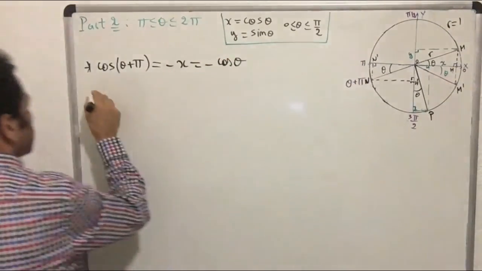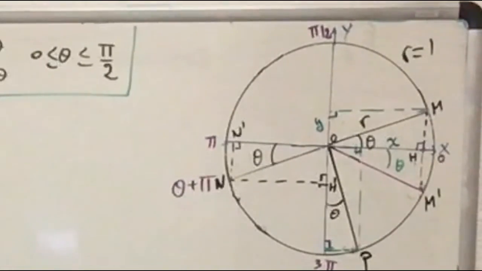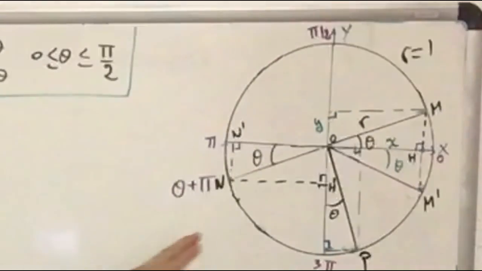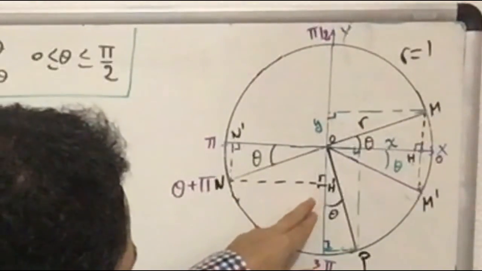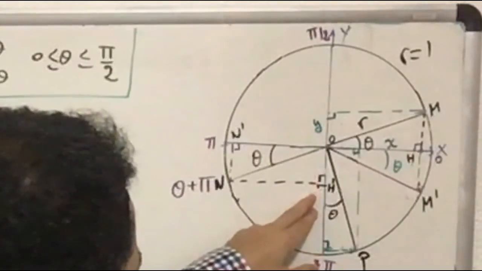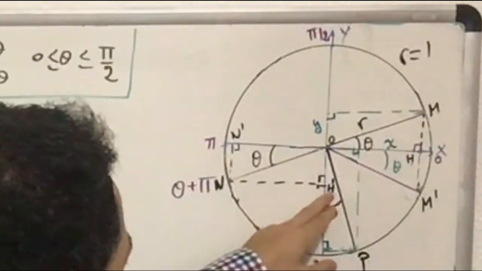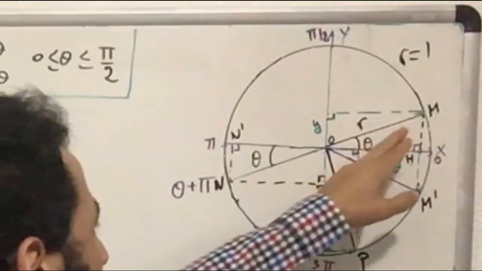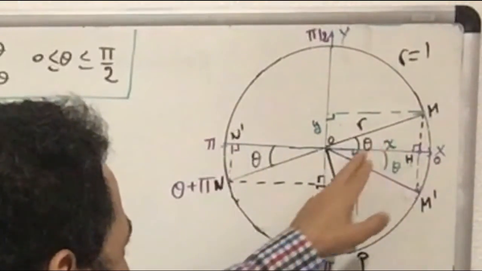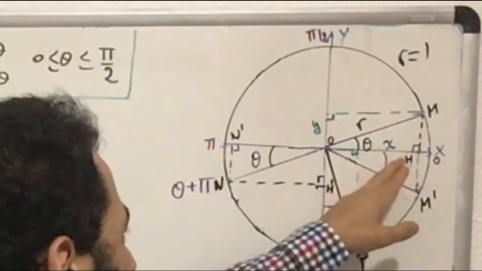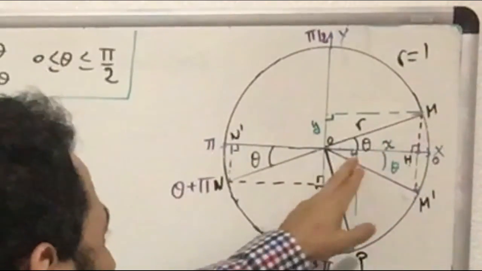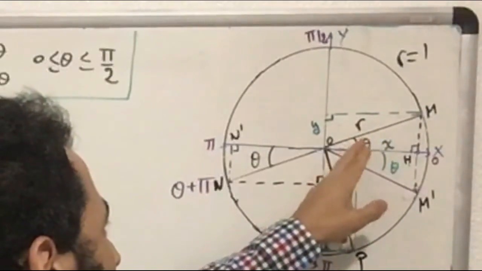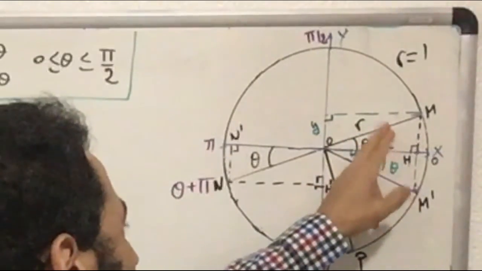Now let's move on to calculate sine of theta plus pi at the same point. By doing the projection of the point N on the vertical axis, in the negative side, I will have a right triangle at the point H prime. So I will have two congruent triangles because both of these triangles have the same theta and they are right triangles. And their hypotenuse is equal to the radius of the circle, which is r equal to 1.